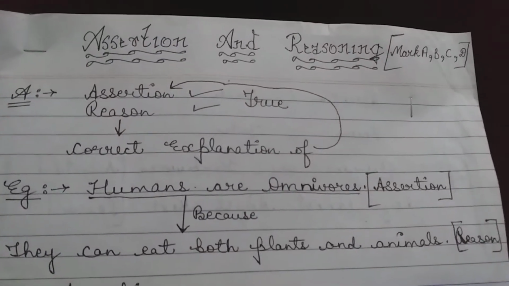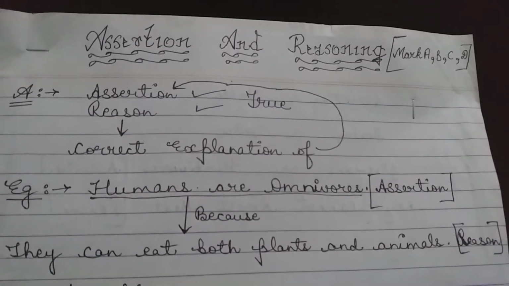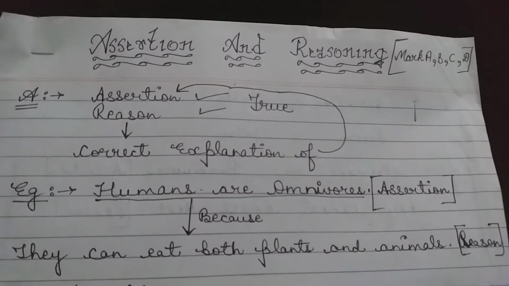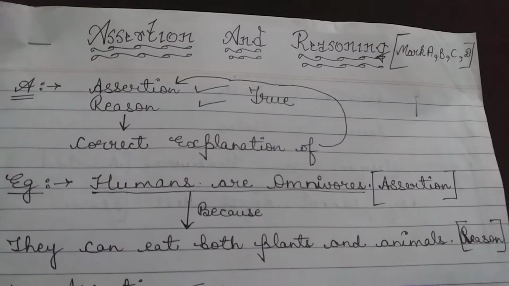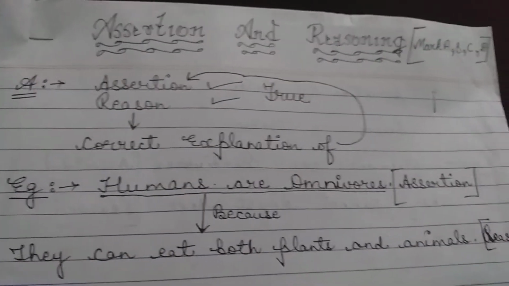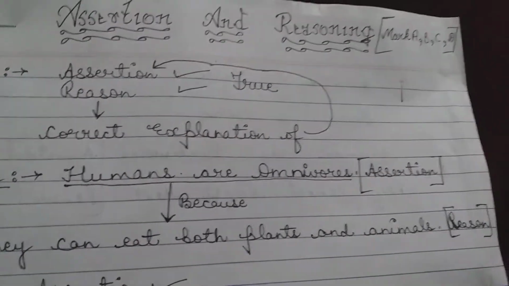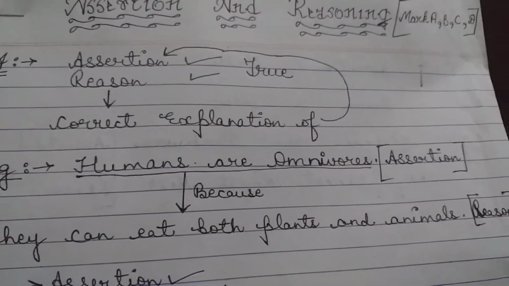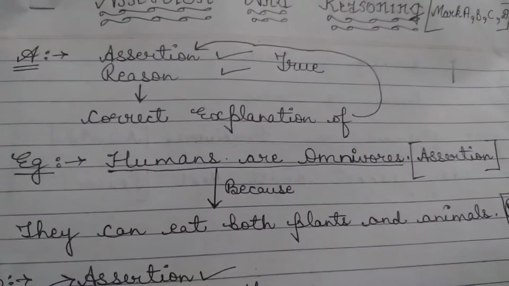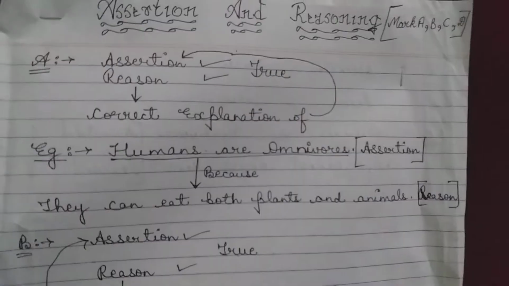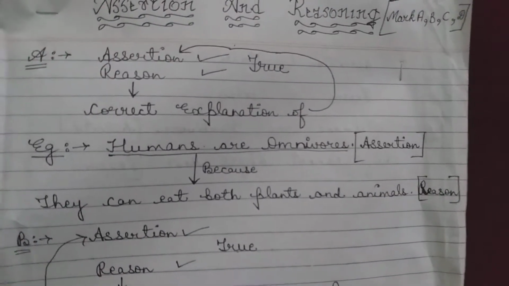Okay students, basically in assertion reasoning questions you are told to mark A, B, C or D options. You understood? Whether you have to mark option A, option B, option C or option D. But when to mark it? Let me tell you, starting with an easy example.